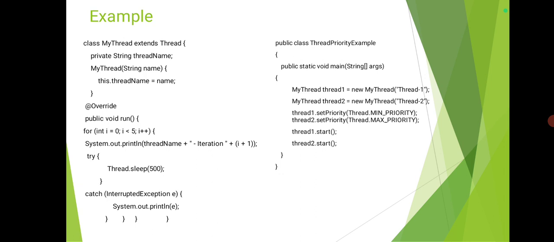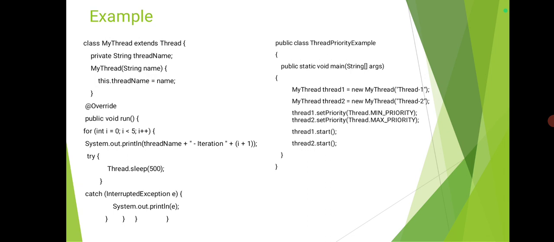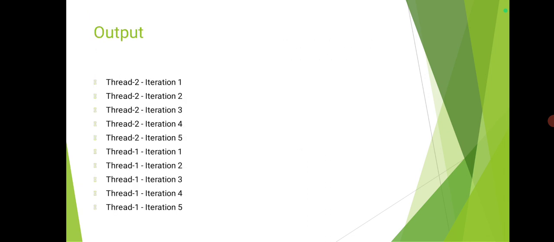I set a priority for thread1. Here MyThread is only one class, and I'm creating more than one object for a single class. For thread1 I'm giving the minimum priority, and for thread2 I set the maximum priority. After that I need to start thread1 and thread2. So after setting a priority for the classes, I need to start the threads. After the execution I will get the output: thread2 will run first, because I am giving thread2 the maximum priority. After that thread1 will execute.